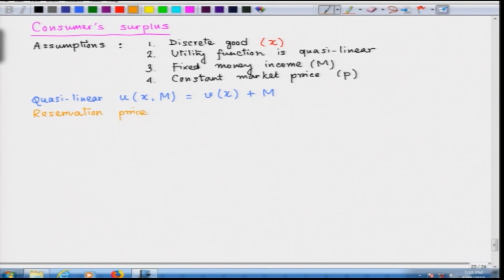And reservation price is denoted by the symbol R. For the time being, let us forget that we have a market price P for the discrete good X. Let us assume that we are interested in knowing the maximum willingness to pay by the consumer for one unit of this discrete good, and that is what reservation price is all about. So, now let us look at the definition of reservation price.